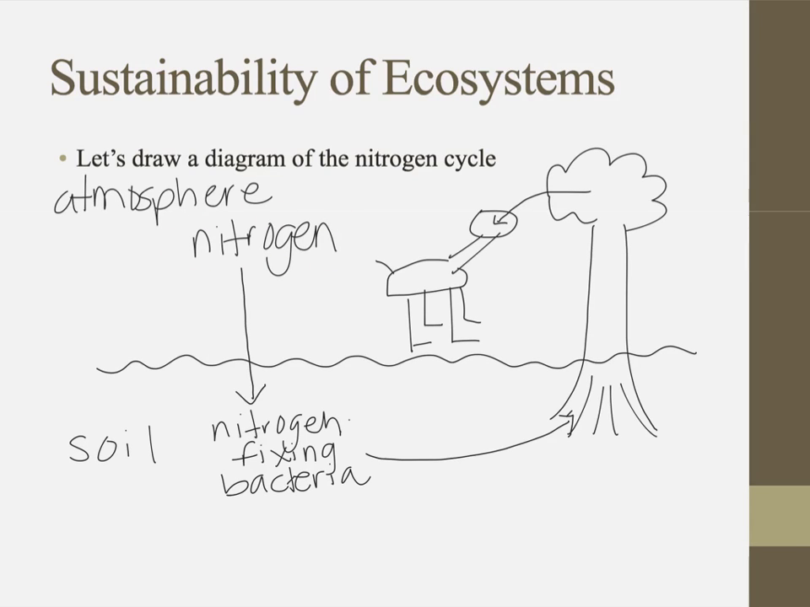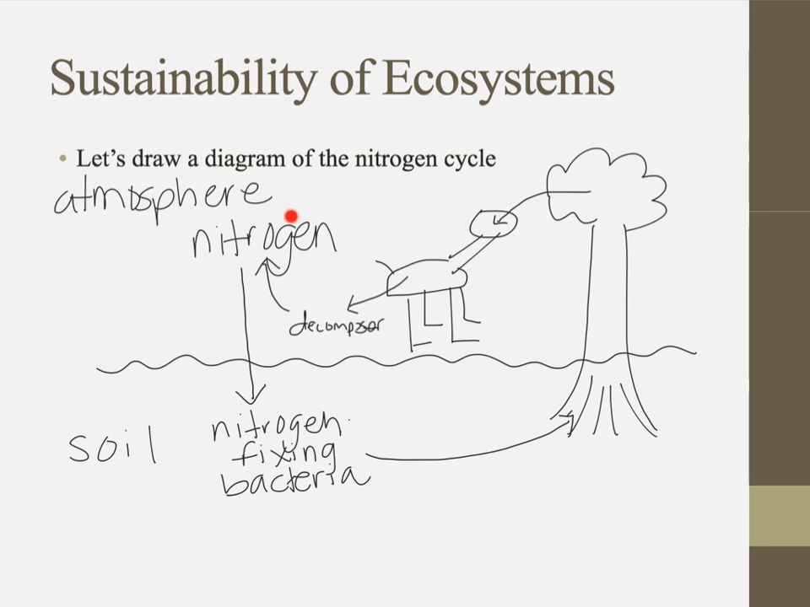Well, here we go. When this giraffe dies, or when this giraffe poops, I guess, either one, our friendly decomposers will break that down. So nitrogen is flowing from the giraffe into a decomposer, and that decomposer will return that nitrogen to the atmosphere. So now we have a very simple diagram of the nitrogen cycle.